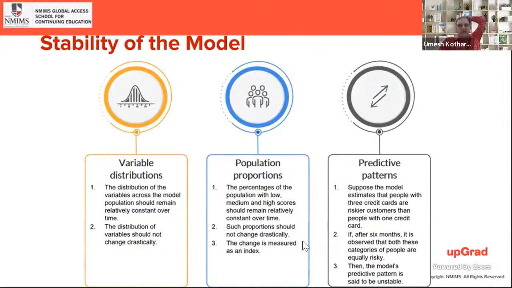Here, what we're going to talk about is the variable distributions, that is distribution of the variable across the model. How many variables is it able to accommodate? Is it able to detect outliers pretty fast? How comprehensive is your model with regards to the variables that it uses? Population proportions, how much of the population are you covering as part of your sample?